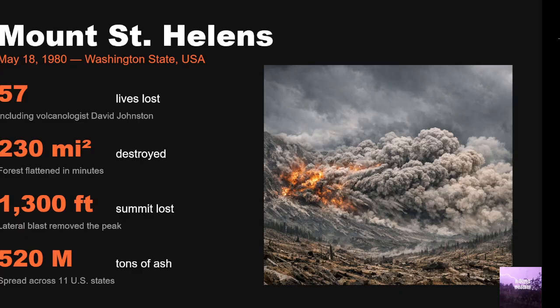Mount St. Helens, May 18, 1980, in Washington State. 57 lives were lost, including volcanologist David Johnston. 230 square miles destroyed, forests flattened in minutes. 1,300 feet of the summit was lost. A lateral blast removed the peak. 520 tons of ash spread across 11 U.S. states.